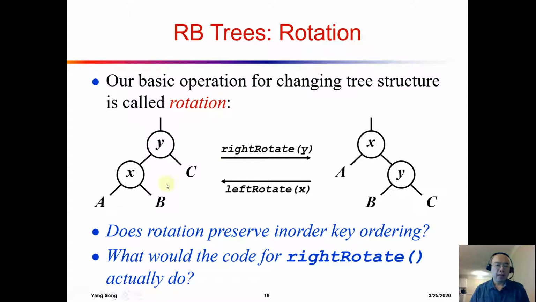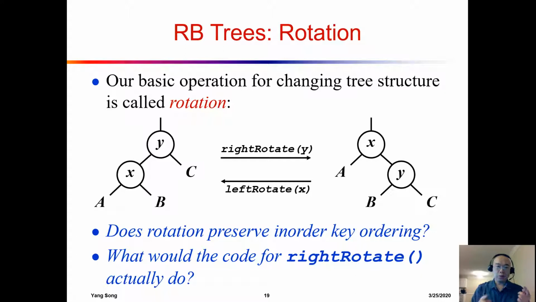So if we have y as the root of the subtree, and then we have x as the left child, and then we have three subtrees. For those three subtrees, A, B, and C, I don't worry about the size of those trees. I just call them subtree A, B, and C.